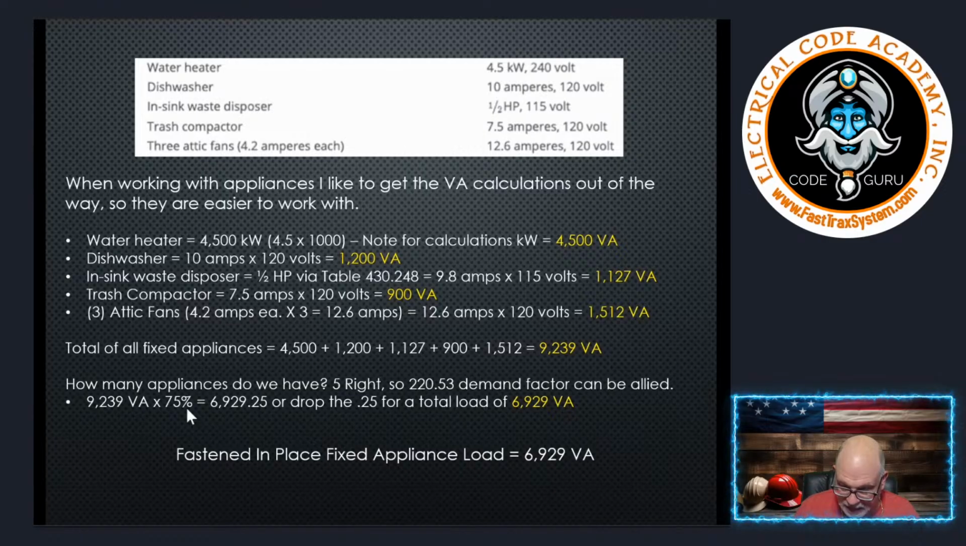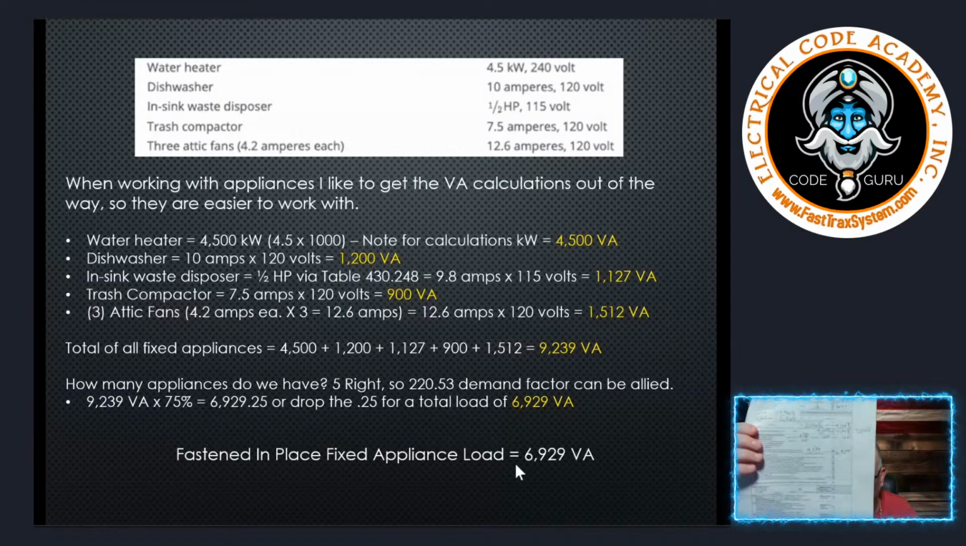All right, so I'm going to do 9,239 times 0.75, and that's going to give me 6,929.25. So I'm going to drop that 0.25, and you could leave it if you want, but I'm going to drop it, and that's 6,929. And so that is what's going to be our new appliance application. So that's 6,929. Now, you might say, let's move on to the dryer.